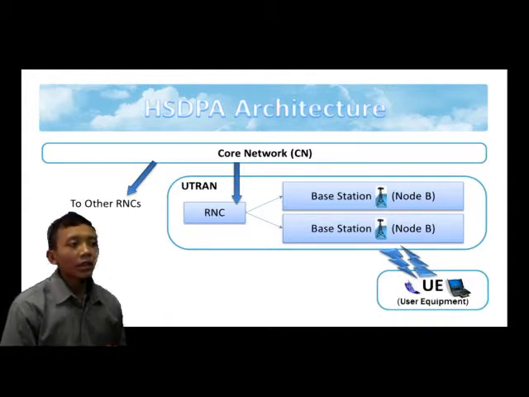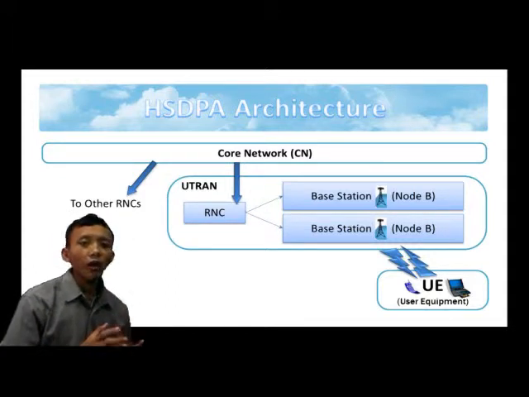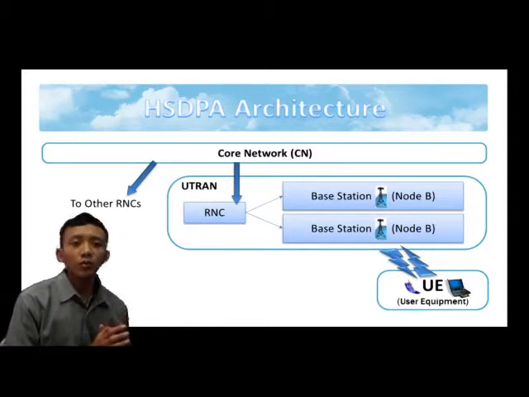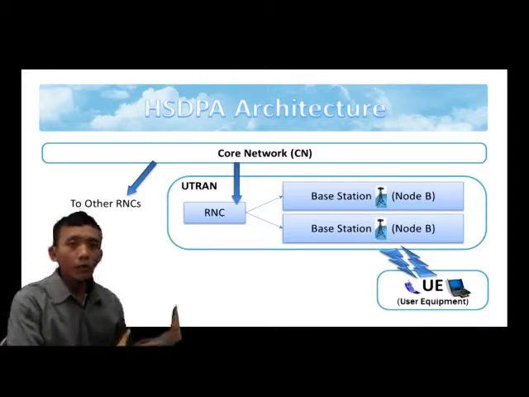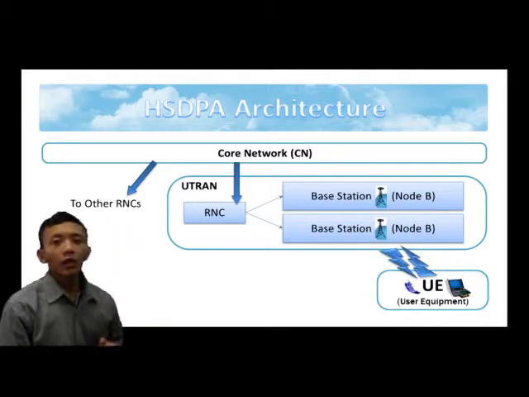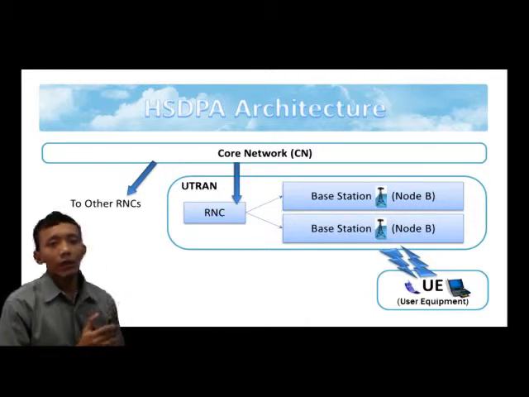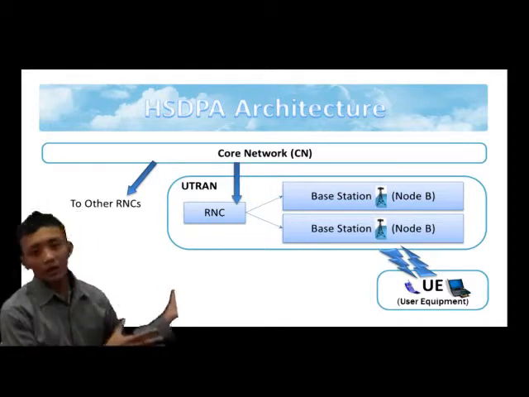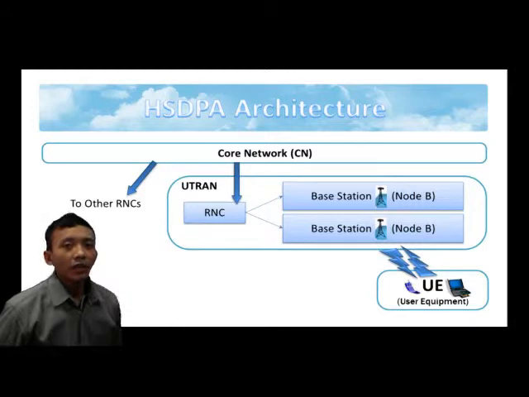So, in other words, Node B is the lowest entity of the UTRAN and is connected to the UE directly. From the picture, we can see that the RNC can set up multiple Node Bs, and conversely, a Node B can only be connected to one RNC. Right? Look at the picture. Okay, now the next.